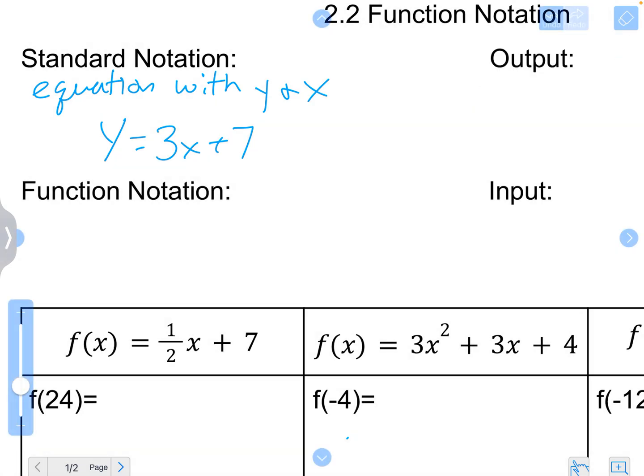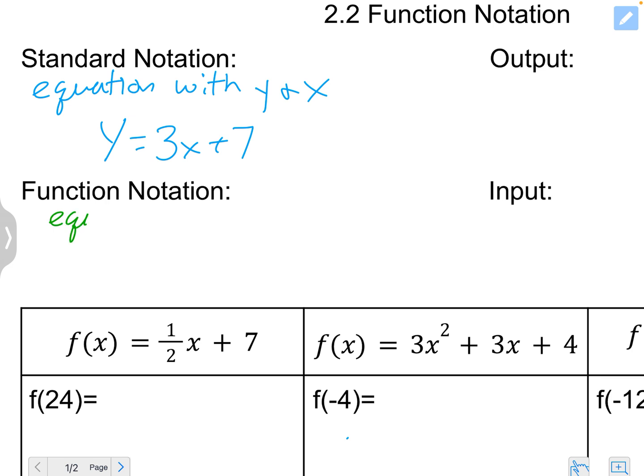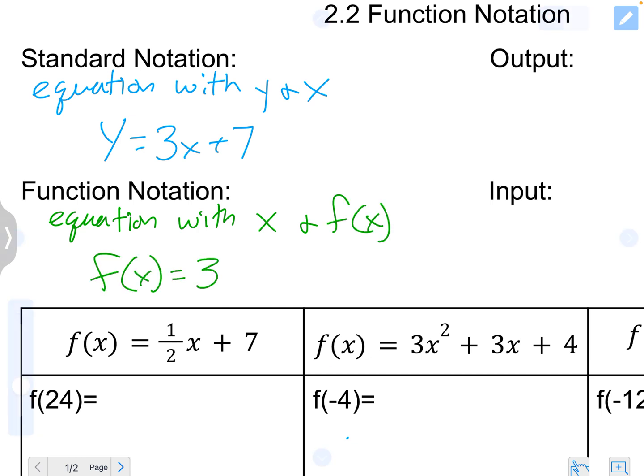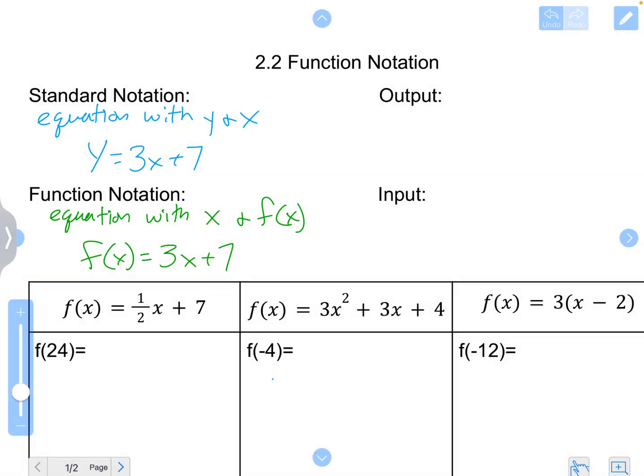And so today we're going to talk about our function notation, which is an equation still with x, but we also include our function notation, or f of x. So it's going to look something like f of x equals 3x plus 7. And so all we're doing really is changing the y to f of x, and that's what we call function notation. If it's standard notation, it's a y. If it's f of x, it's function notation.